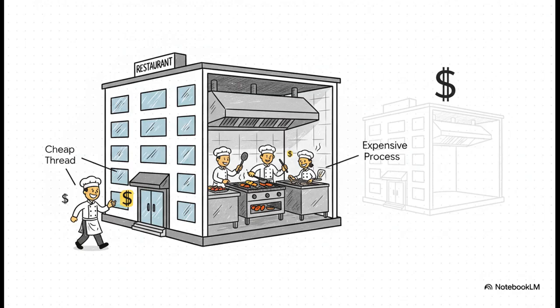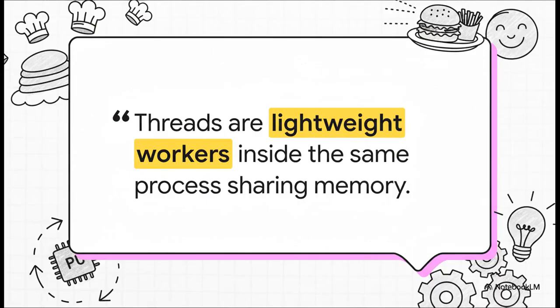Now, the cooks inside, those are your threads. They all work inside that one kitchen and they share all the equipment, the grills, the fryers, the big bags of potatoes, all the resources. It is way, way cheaper and faster to just hire a new cook than it is to build a whole new restaurant. And that brings us to a definition you should absolutely burn into your memory. Threads are lightweight workers inside the same process sharing memory. The keywords there are sharing memory. That's their superpower. That's what makes them so fast and efficient.